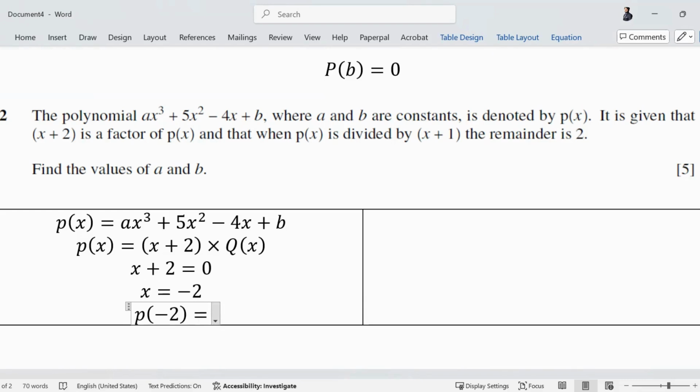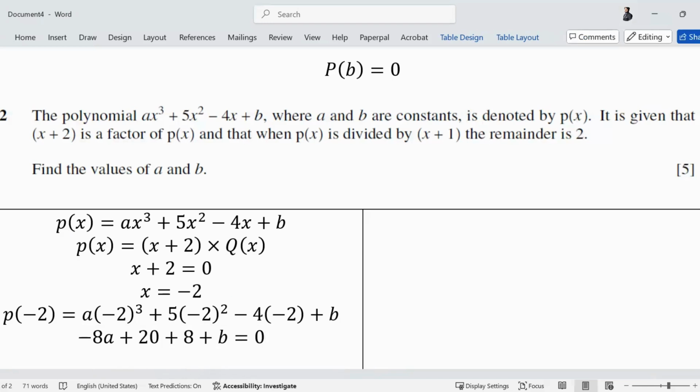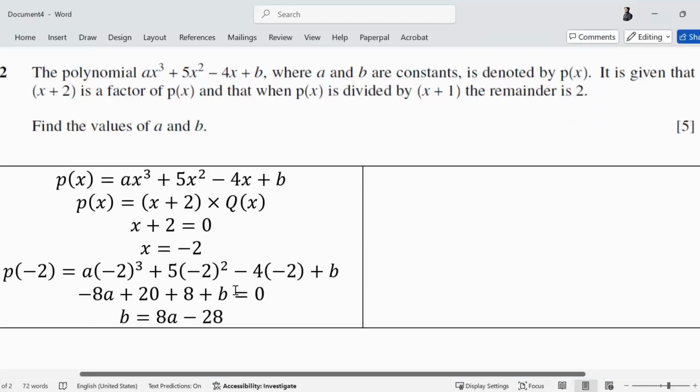So find p of negative 2: a into negative 2 cube plus 5 into negative 2 square minus 4 into negative 2 plus b. That is minus 8a plus 20 plus 8 plus b, and the entire thing must be equal to 0. If you simplify this, what is the value of b? If you make b the subject of the formula, b is 8a minus 28. Check, you are getting the same thing.